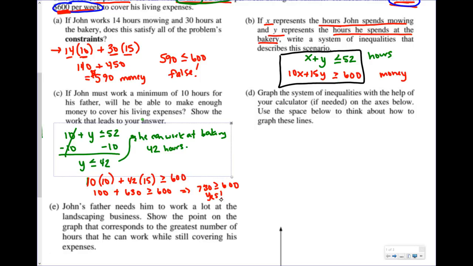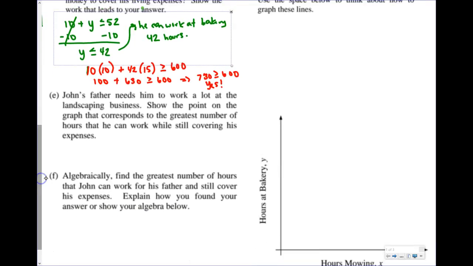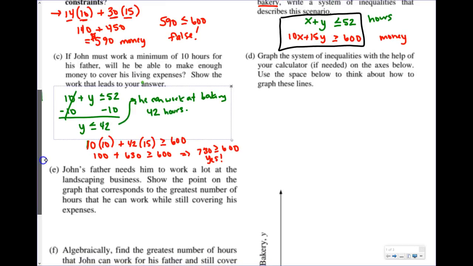So letter D says, graph the system of inequalities with the help of your calculator if needed on the axis below. Use the space below to think about how to graph these lines. So this is going to be a tough problem because we have this grid that does not have any markings on it. So we have to be really, really careful about how we graph these two things, right?